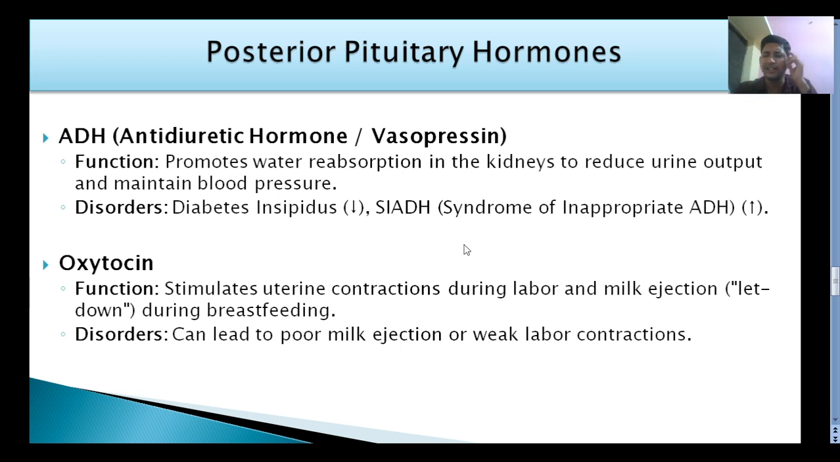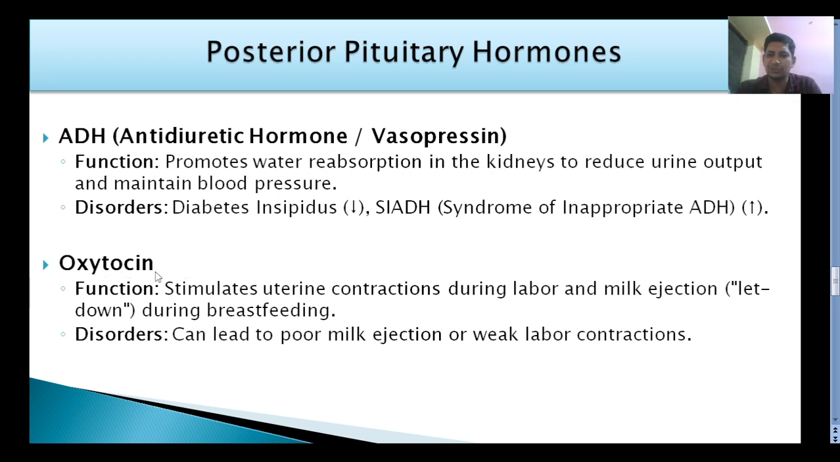Dear students, one point I would like to mention here: diabetes mellitus, which is commonly referred to as the sugar disease, is caused due to lack of insulin. But diabetes insipidus is caused due to lack of ADH or vasopressin. So don't get confused. Diabetes mellitus is the diabetes caused due to lack of insulin. Insipidus is caused due to low secretion of vasopressin.